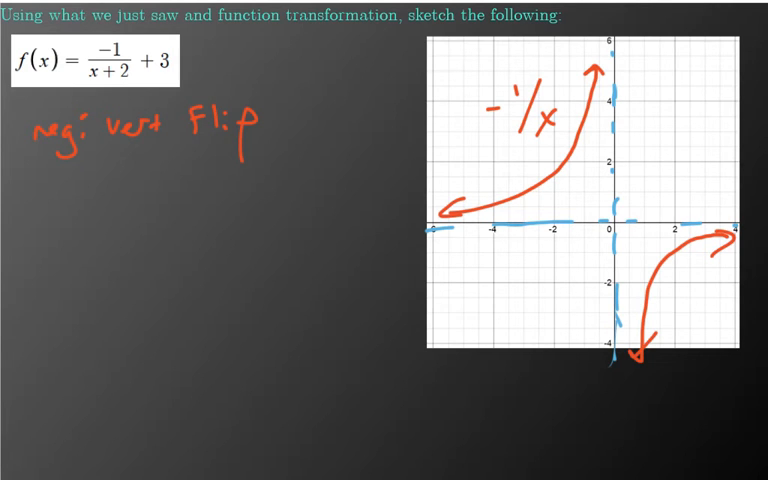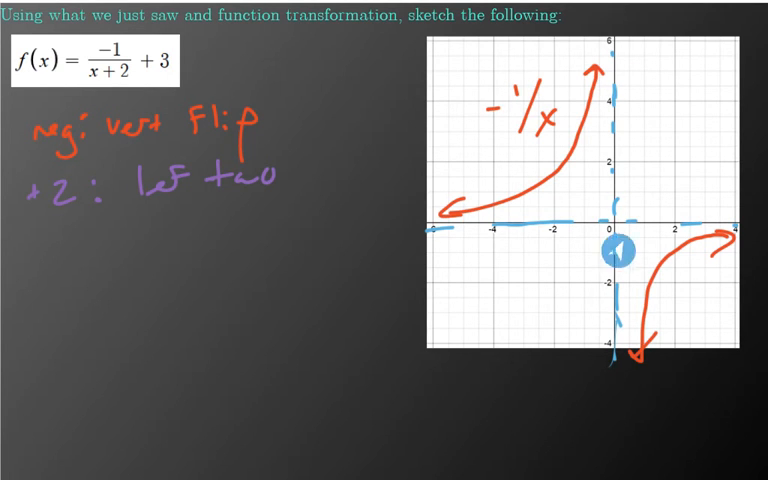And then we can do the shift. So the plus 2 acts as a, that's inside the function. And the function is the 1 over x part, so we're on the bottom, so that's inside this type of function. And plus 2 moves it left 2. So we take what graph we just had, and we move it over to left 2. So everything's going to shift.